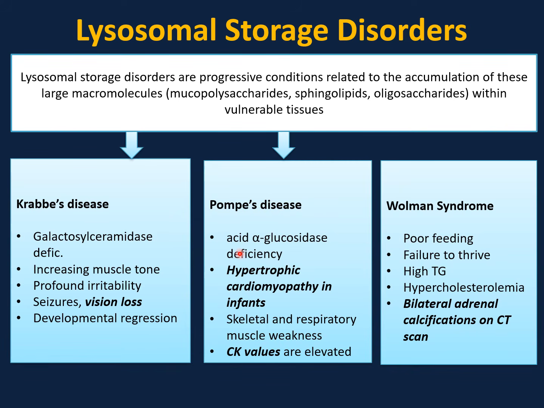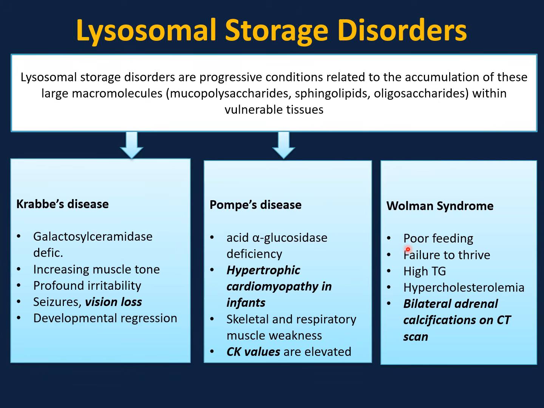Pompe disease is acid alpha glucosidase deficiency, presents with hypertrophic cardiomyopathy in infants, skeletal and respiratory muscle weakness. Elevation of CK is a key word for Pompe disease and cardiomyopathy. So these two words are very important to remember about Pompe disease: cardiomyopathy, elevated CK.